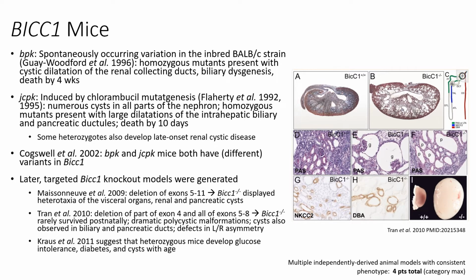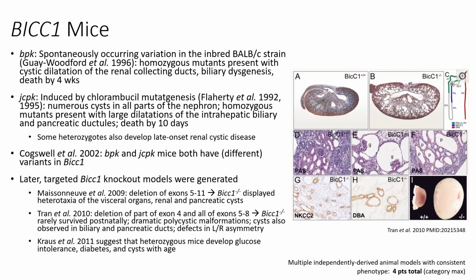So in the mid-90s, 2 spontaneously occurring mouse models of polycystic kidney disease were described. The first, listed on this slide, BPK, is a truly spontaneously occurring variant in an inbred mouse strain. Homozygous animals presented with cystic dilatation of the renal collecting ducts, biliary dysgenesis, and death by 4 weeks of age. The second variant was originally induced after exposure to chlorambucil in a different strain of mouse. These homozygous animals present with numerous cysts in all parts of the nephron, large dilatations of the intrahepatic, biliary, and pancreatic ductules, and death by 10 days. Of note, some heterozygous JCPK mice also develop cystic renal disease as they age.